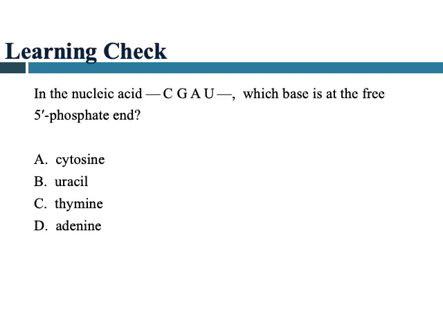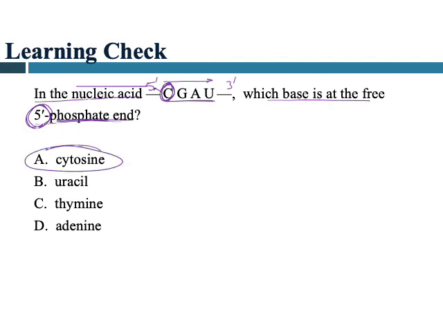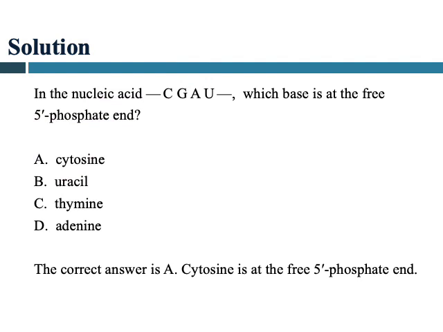So now let's take one more example. In the nucleic acid CGAU, which base is at the free 5' phosphate end? We know whenever we read any base sequence in a nucleic acid, we always read from 5' to 3'. So it's asking which base is present at the 5' end. This is the base that is present at the 5' end, which is cytosine, right? So the answer is A, cytosine. Even though nothing is written, you always assume this is 5', this is 3', right?